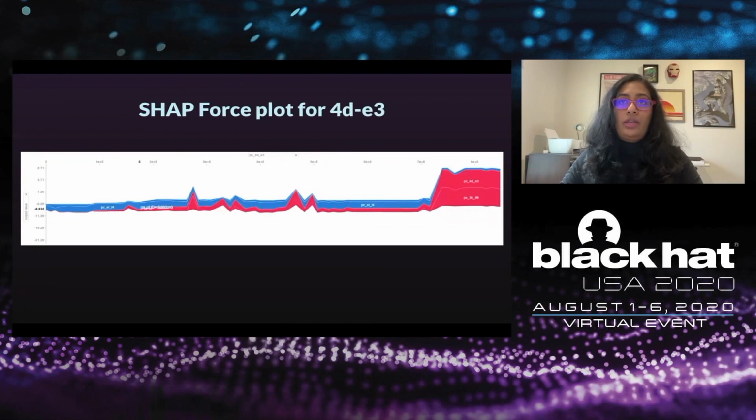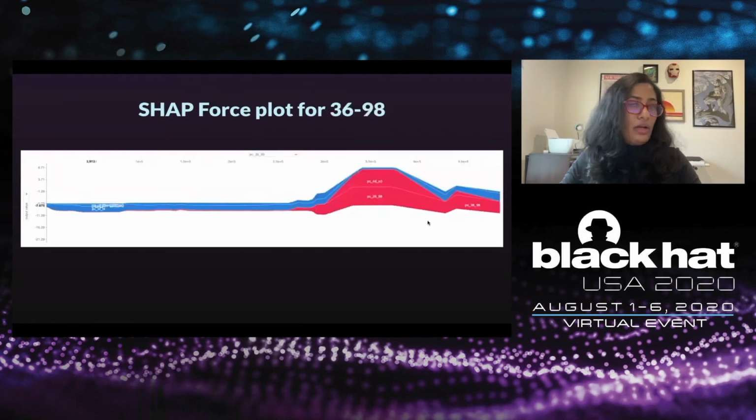The next one is the force plot for 4DE3 filtered. Clearly, it has a positive impact and helps the model push across the line to classify the malicious data points correctly. Now let's see the force plot filtered just for feature 3698. This again has a positive impact on the target variable, though not as strong as 4DE3, but helps the model push across the line to classify the malicious data points correctly.